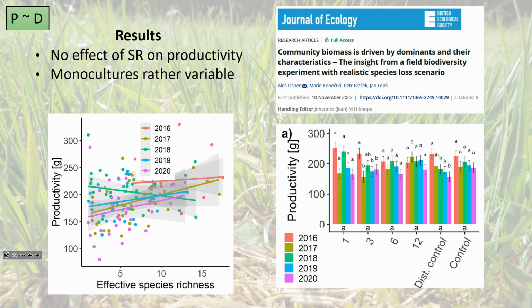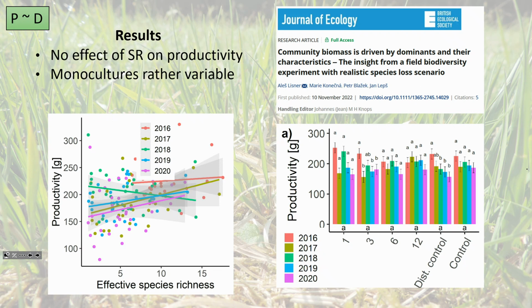If you look at the effective species richness, but it doesn't matter what you put there, you see no relationship with productivity, so it's not corresponding with theory. If we have more species, it's producing exactly the same biomass as a single dominant species, and basically the same information you see here, just divided into individual treatments: monocultures, 3 species, and so on, and controls. And across the treatments, you see no significant difference. There is just some variability between individual years, which is not surprising.